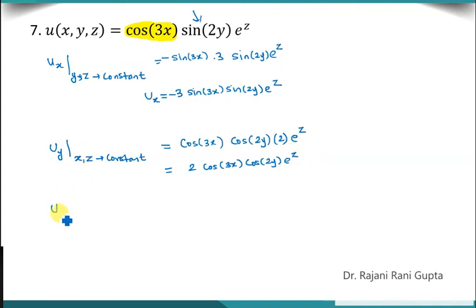Similarly, if you want to differentiate with respect to z, consider x and y as constants. So now you will be differentiating just e power z. What is the derivative of e power z? It is the same. The exponential function will be the same. So this is what the first order partial derivatives with respect to x, y and z will be.